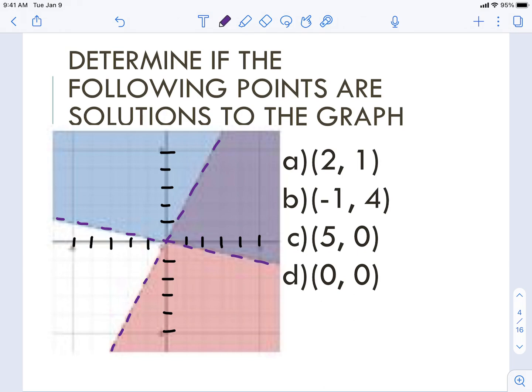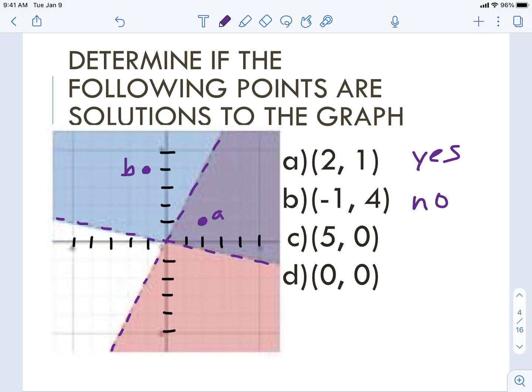All right, so the graph is a little blurry, so I added some tick marks on there. (2, 1) would be right about here, and so point A, that is a yes. (Negative 1, 4) would be right about here for point B. Now that's in one solution set, but not the solution set of both. So this one is a no.